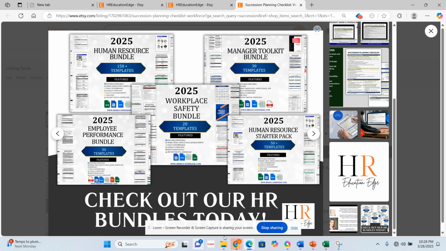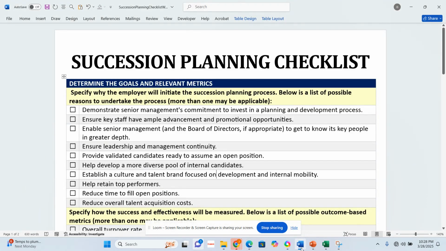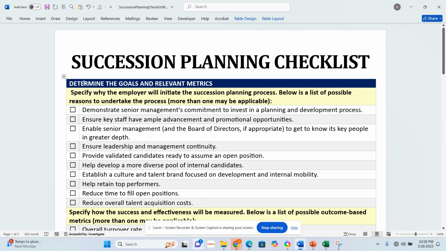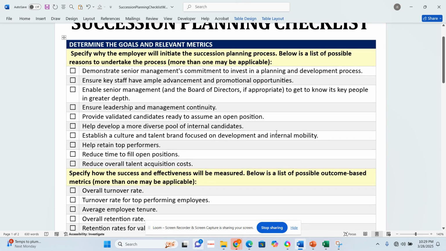But with that being said, let's take a look at the template up close. It's fairly simplistic, but it is very, very helpful. Number 1, as mentioned, the goals and relevant metrics. Like, what is your purpose in creating the succession plan? Here, right here, is a list of possible reasons. Maybe perhaps ensure leadership and management continuity, provide validated candidates ready to assume an open position, help retain top performers. What is your reasoning? What's the case behind it?